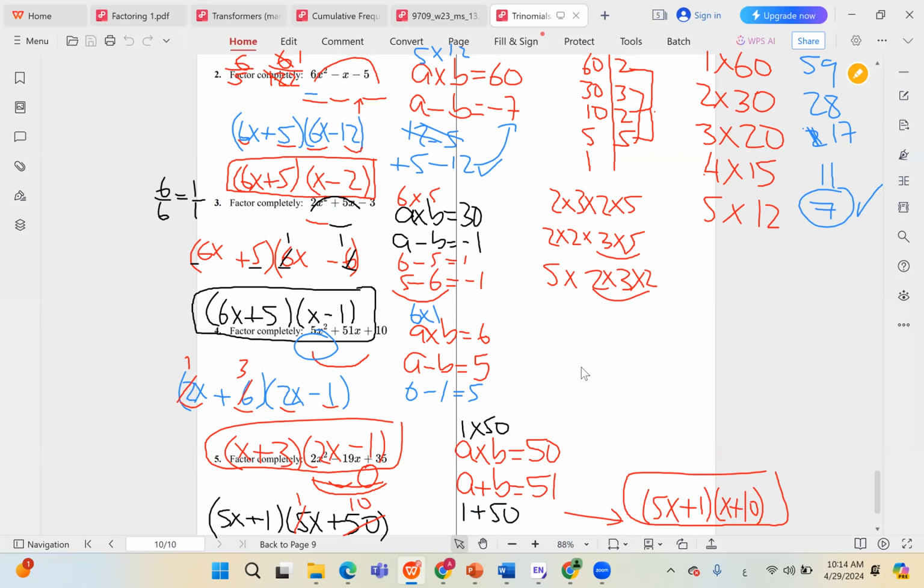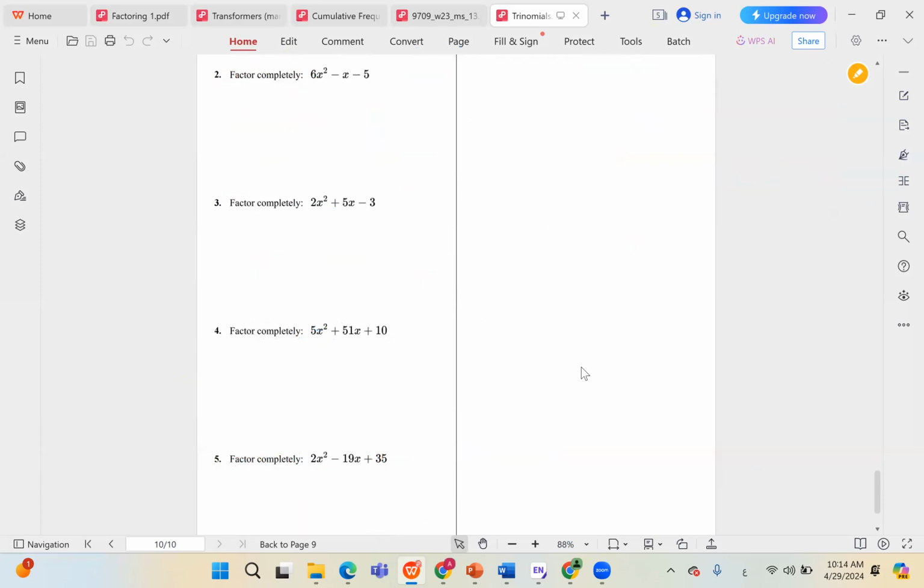Now, there is one more question here. Let's go through it as well. So we have 2x squared minus 19x plus 35. So first we multiply these two numbers here. So a times b equals 70. And 70 came from multiplying 2 by 35, of course. And here a plus b equals this number, which is negative 19.